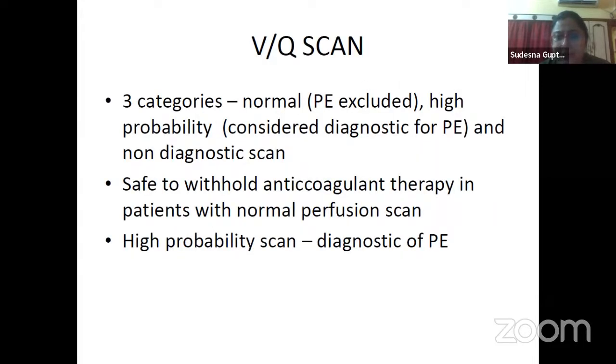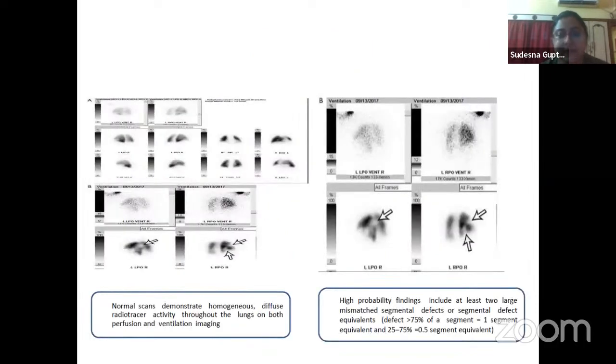Another is the VQ scan. A VQ scan is necessary when specifically diagnosing PE in cases of pregnancy where MDCT cannot be done. There are three categories of reporting in a VQ scan. This may be normal, where PE is excluded; high probability, which is considered diagnostic for PE; and non-diagnostic scan. It's safe to withhold anticoagulant therapy if I have a normal VQ scan. These are the frames from the VQ scan, where on the left-hand side I have the normal scans, while on the right-hand side I have the high probability scan showing the presence of pulmonary embolism.